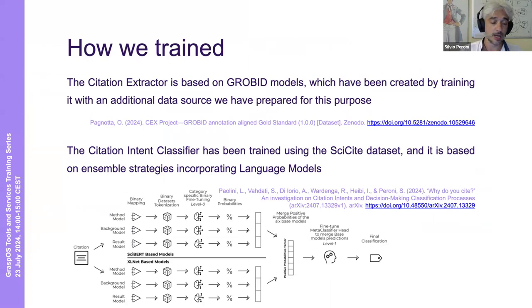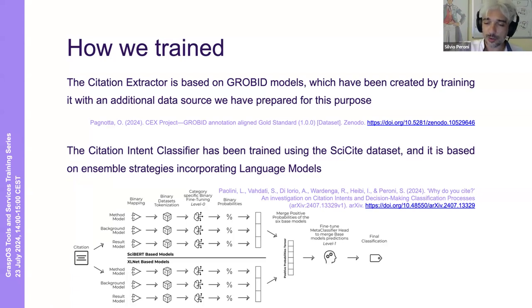We have developed an additional set of training material that is structured, the scholarly articles that we have used to improve the performance of GROBID for our specific context. The gold standard that we have used to test, but also to additionally train GROBID, has been published on Zenodo a little while ago, and we are going to produce an extended version of this dataset very soon with additional information.